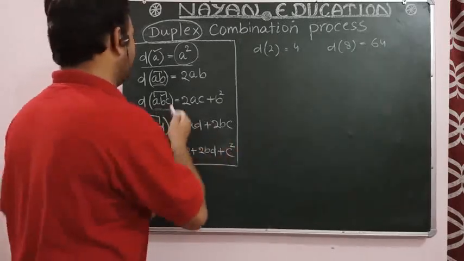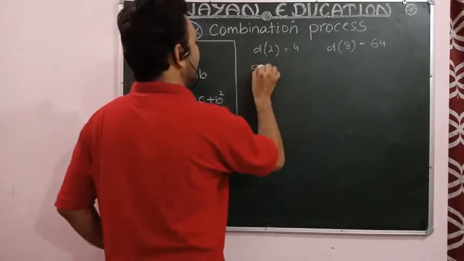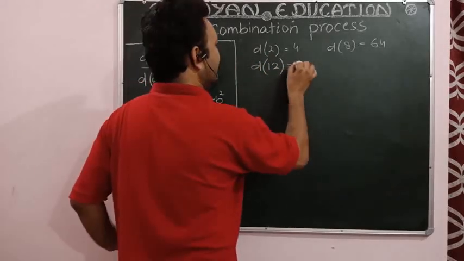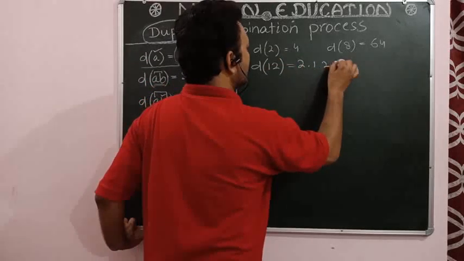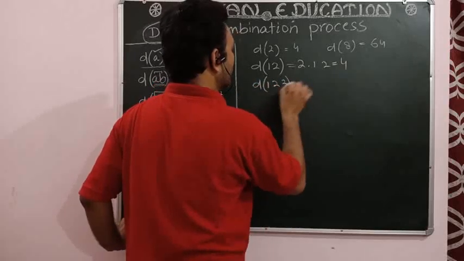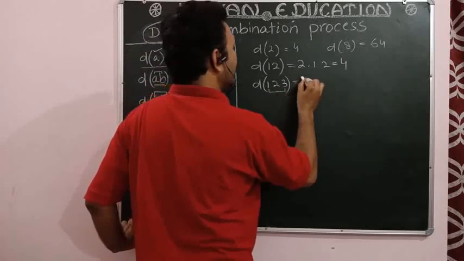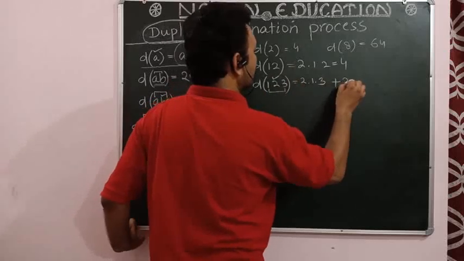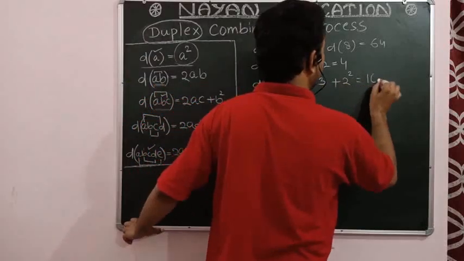So I would like to give some examples. This is the duplex of a single digit number, and the duplex of a double digit number. Suppose the duplex of 12 would be 2 into AB, that is 1 into 2, so it will be 4. Duplex of a triple digit number, suppose 1, 2, 3: here 2 into 1 into 3, plus the square of the middle term, 2 square, that is 4. 2 threes are 6, 6 plus 4, 10.